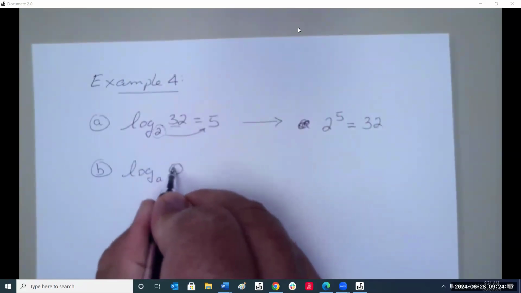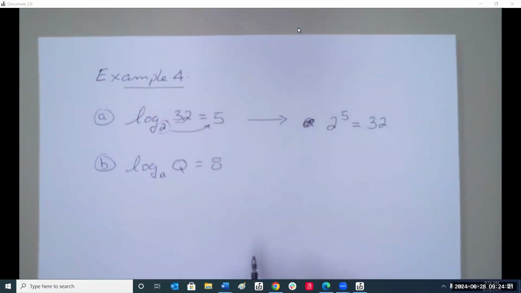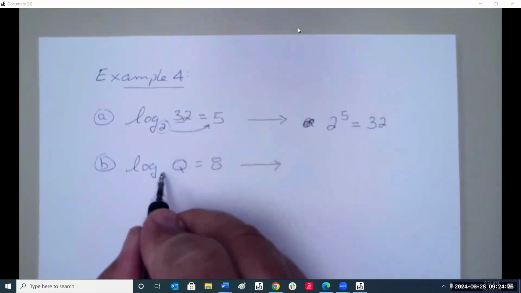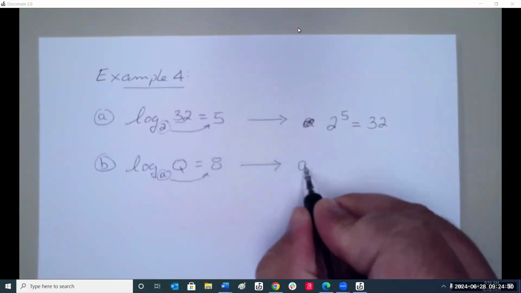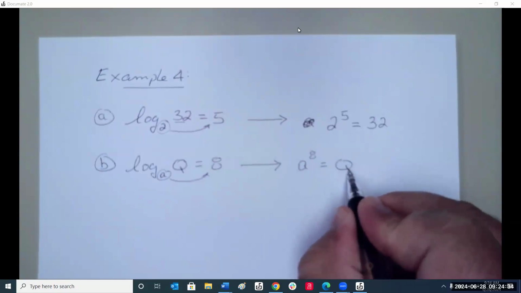Log base A of Q is equal to 8. Again, the base comes over here and pushes up the answer. So it's A to the power 8 is equal to Q.